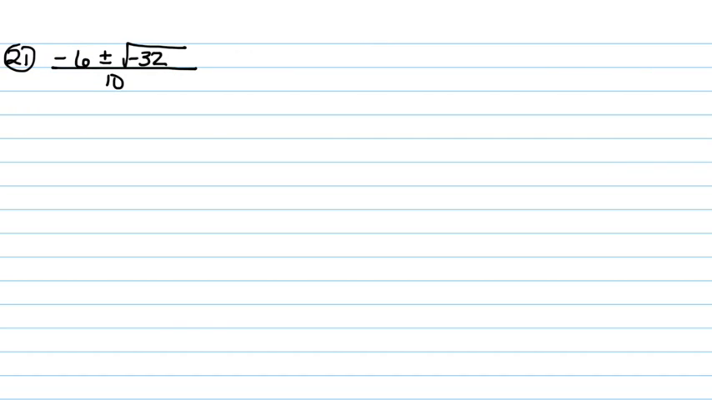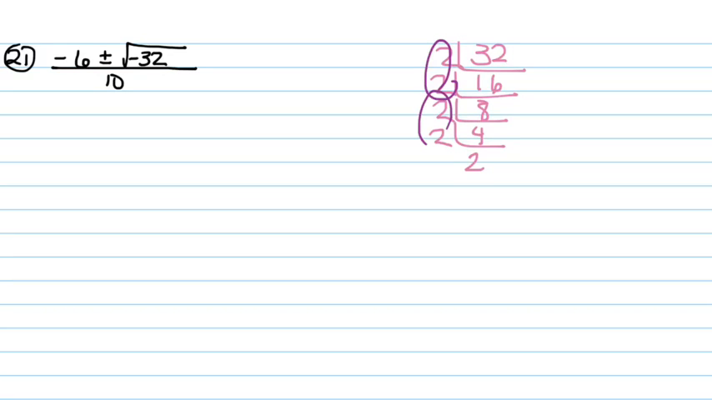This next one, first thing I'm going to do is simplify my square root. So 32 divided by 2 gives me 16. I can divide that by 2, gives 8. Divide that by 2 gives me 4. Divide that by 2 gives me 2. Look for my sets that can come out. I have a set of 2's, another set of 2's. And so I write down what I have. So -6 plus or minus 2 times 2 is 4, on the square root of 2, all divided by 10.